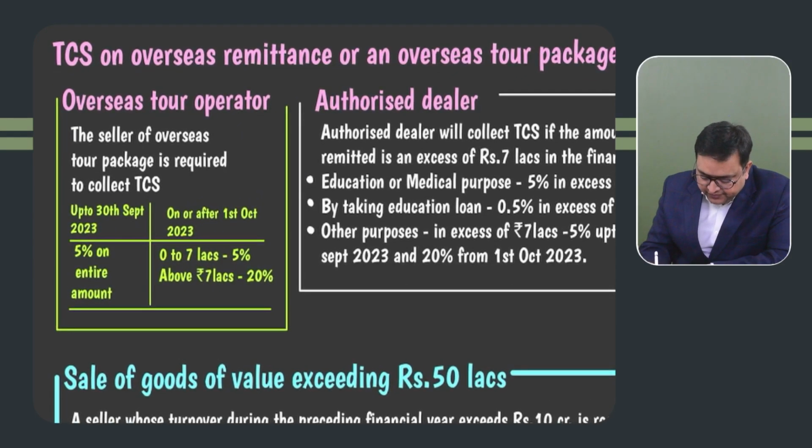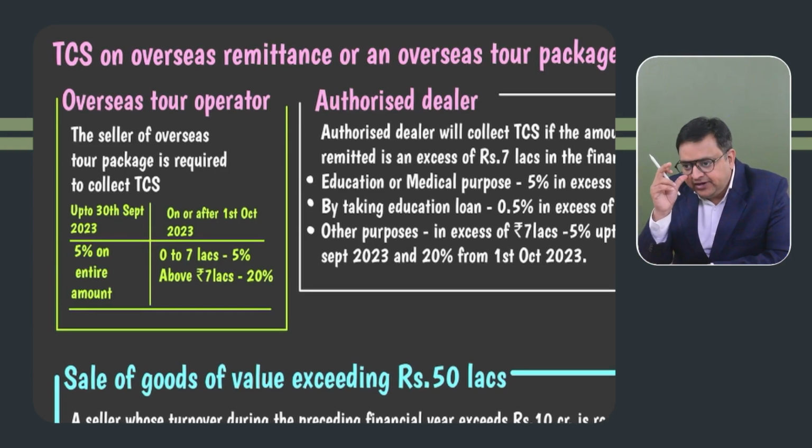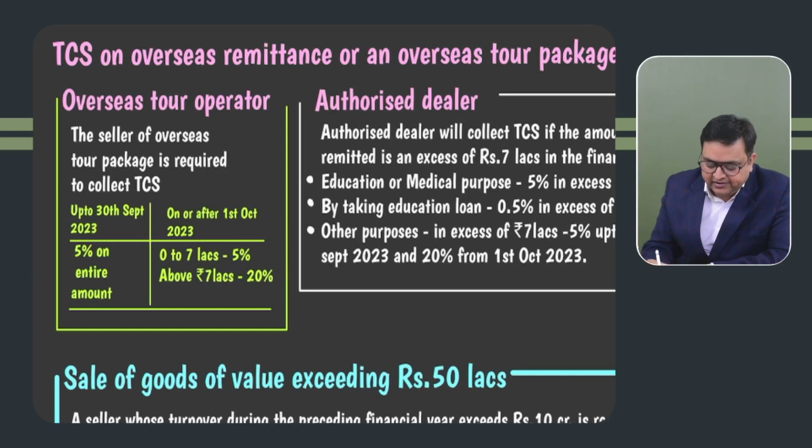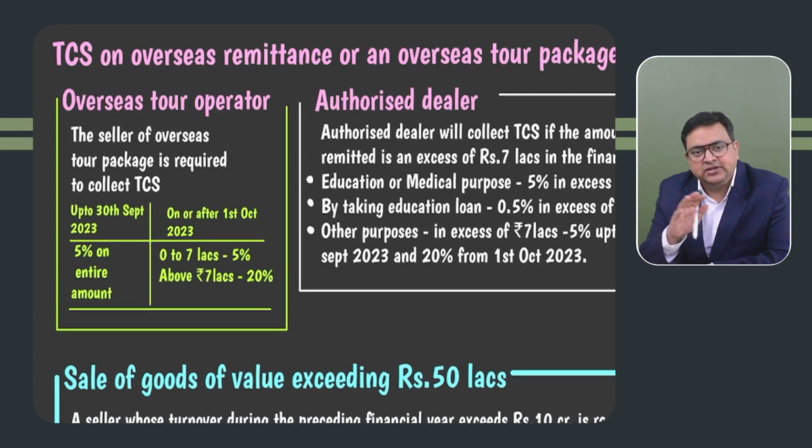See, if you are going outside India on a tour package, the tour operator who is collecting money from you will collect an extra TCS amount also, at a rate of 5% up to 30th September 2023. There was a change in between. So up to 30th September 2023, the rate of TCS is 5% on the entire amount. But from 1st October 2023 onwards, if you are going outside, the tour operator will be collecting TCS.